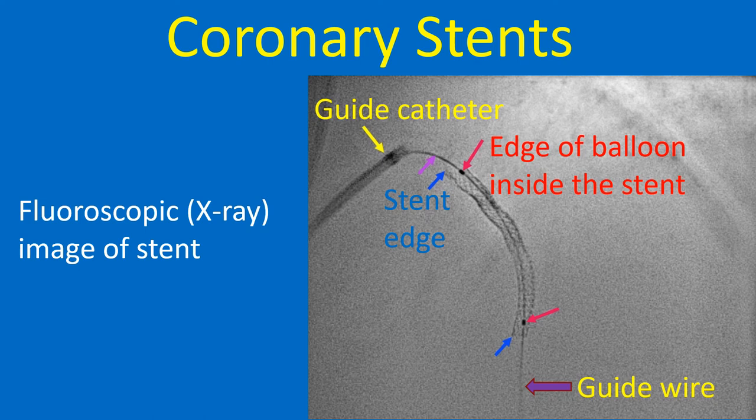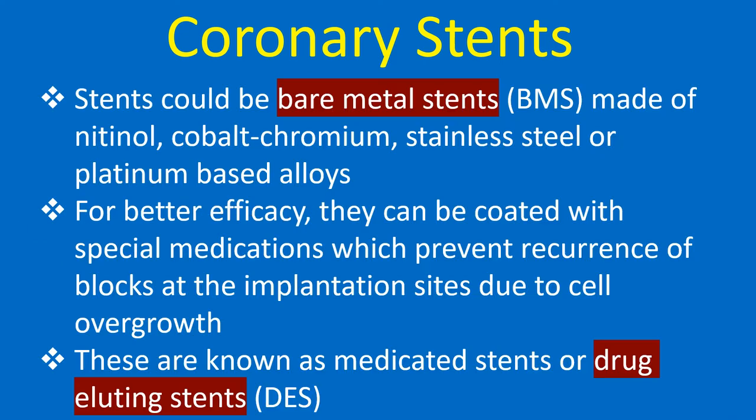Stents are mounted on balloon catheters for introduction into the blood vessel and pass through the guide catheter over the guide wire which was positioned during angioplasty. Stents could be bare metal stents made of nitinol, cobalt chromium, stainless steel or platinum-based alloys. For better efficacy, they can be coated with special medications which prevent recurrence of blocks at the implantation sites due to cell overgrowth. These are known as medicated stents or drug-eluting stents.